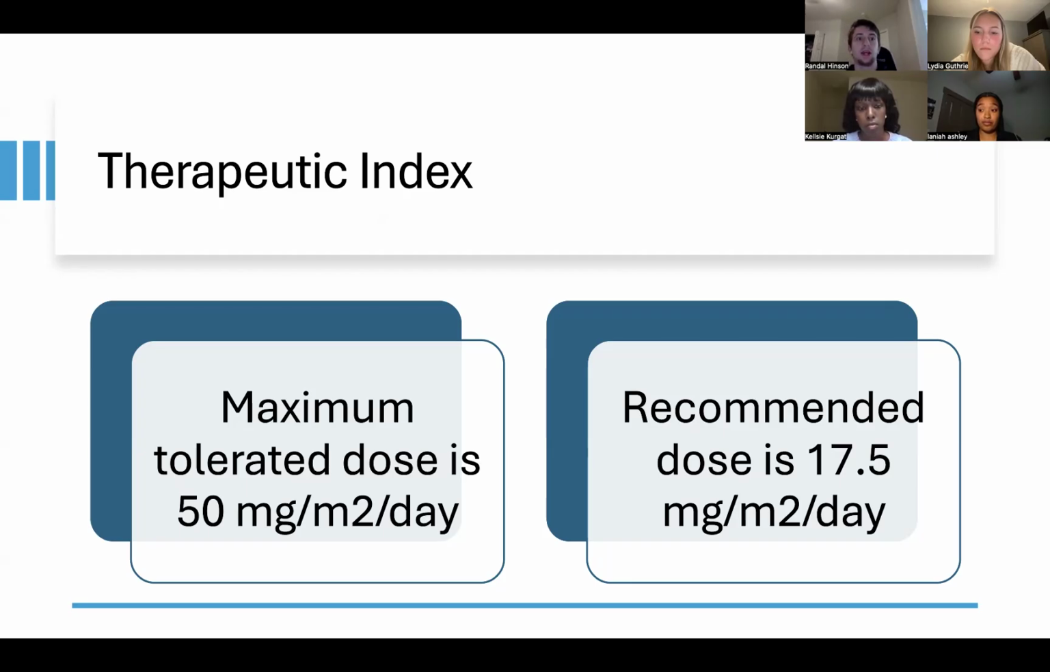As for an idea of what the therapeutic index could be, since the maximum tolerated dose is 50 and the recommended dose given by the manufacturer is around 17.5 mg/m2 a day, it shows that there's probably a very wide therapeutic index for this targeted therapy.